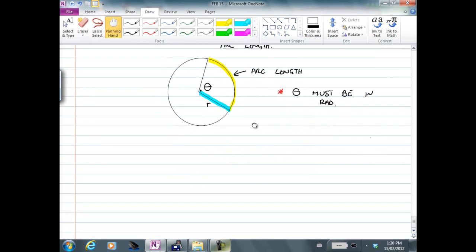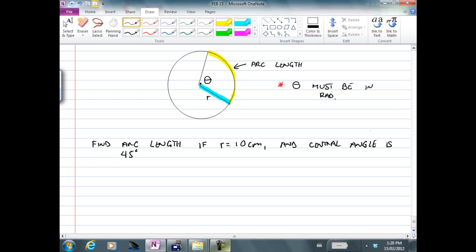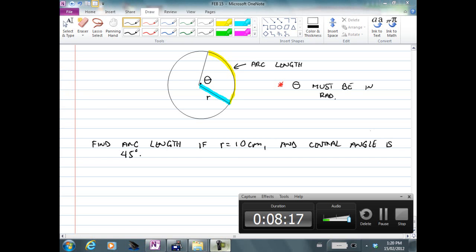I'm going to give you an example. Find arc length. If radius is 10 cm and your central angle is 45 degrees. Guys, gals, I'm going to pause it, let you try this.